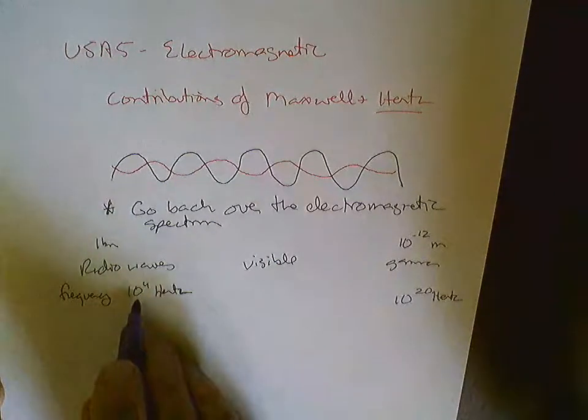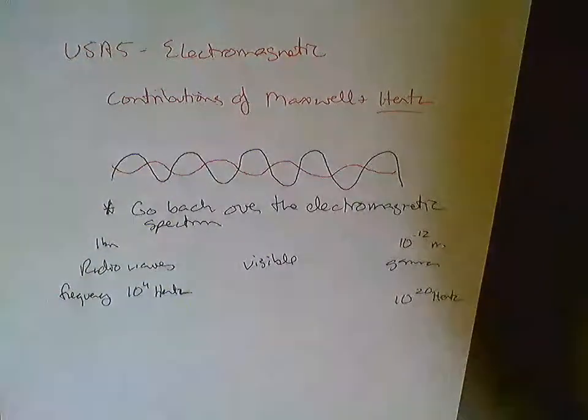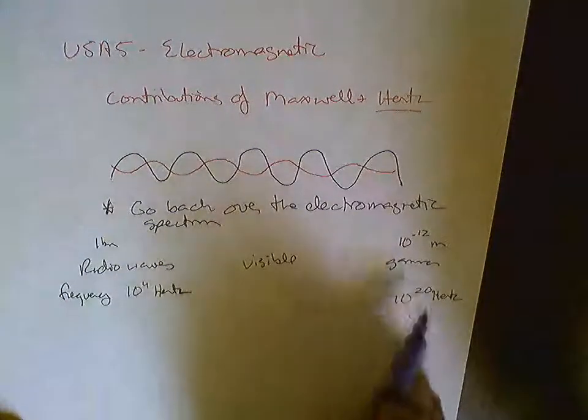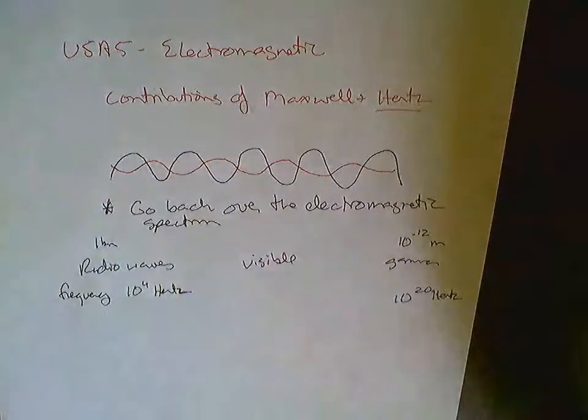So we have 10,000 hertz for radio waves. That might seem like a high frequency, but not when you compare it to gamma rays, which have 10 to the 20 hertz. And remember what frequency is. It's the number of waves that pass a given point in 1 second. So 10 to the 20 is an extremely high number.